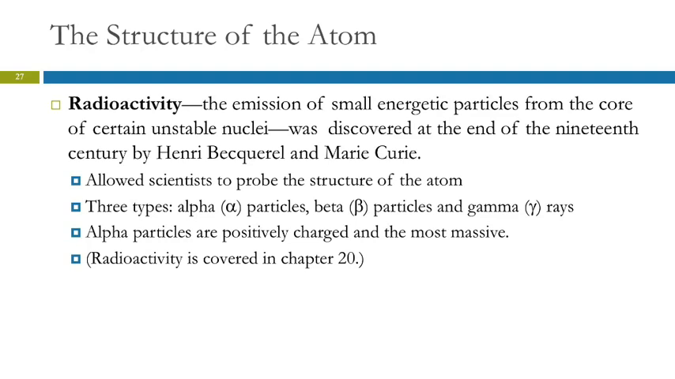There are three basic types of, there's actually a fourth one. There's alpha particles, beta particles, and gamma rays. Alpha particles are the most positively charged and the most massive of the particles. We'll talk more about radioactivity in chapter 20, which would be covered in Chem 1B.